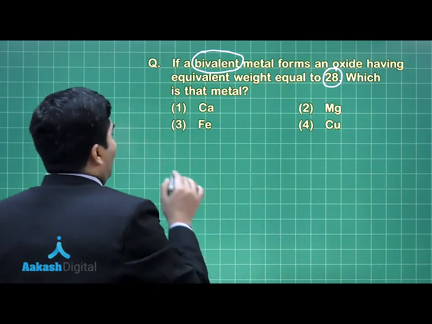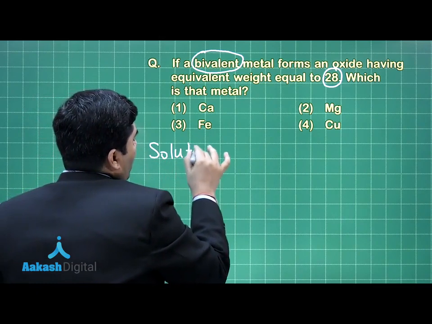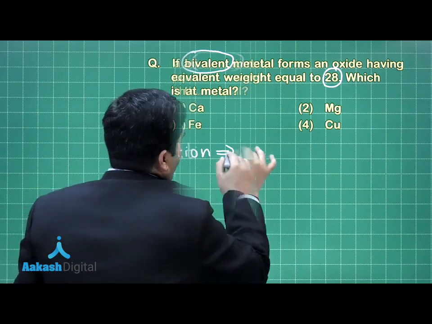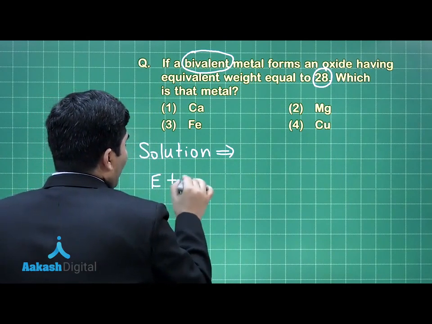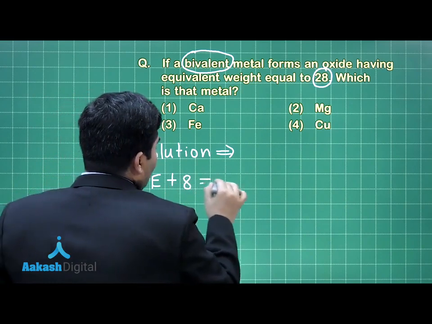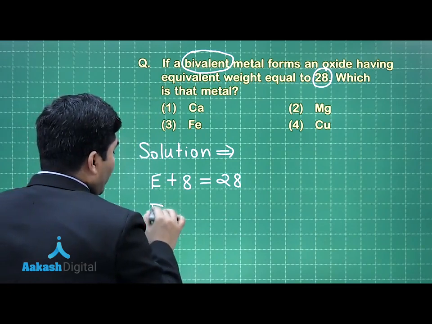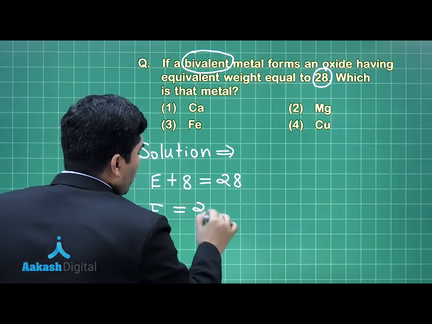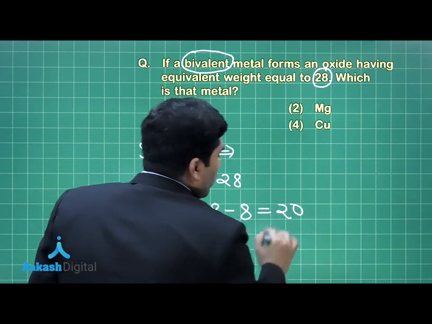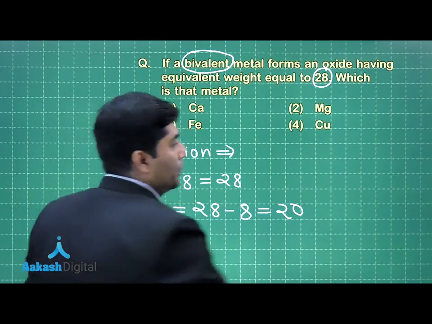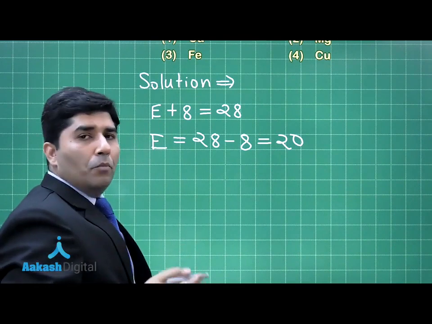So let's start with the solution. In the case of oxide, we know that E plus 8 is equal to 28. Now we have to find out the equivalent weight. So E is equal to 28 minus 8, that is equal to 20. So 20 is the equivalent weight of that particular metal, and we have to find out the molar mass.